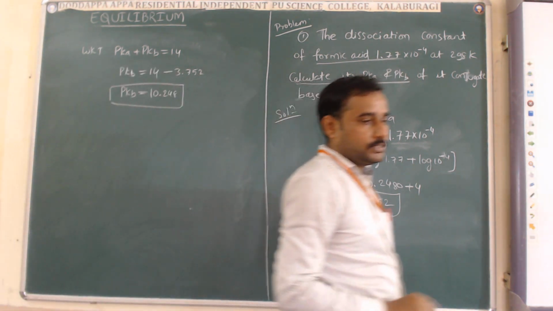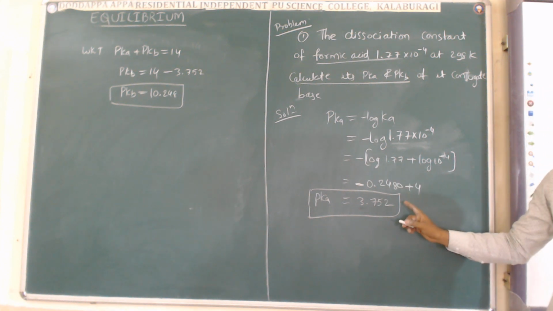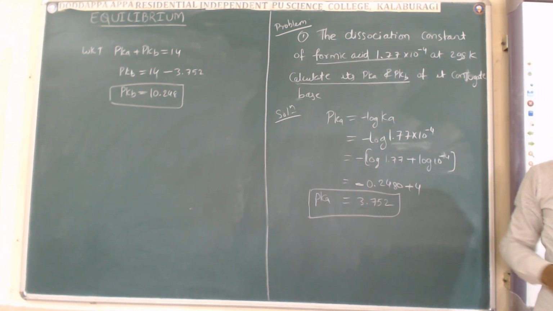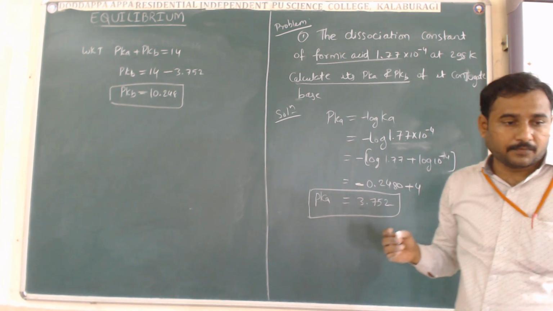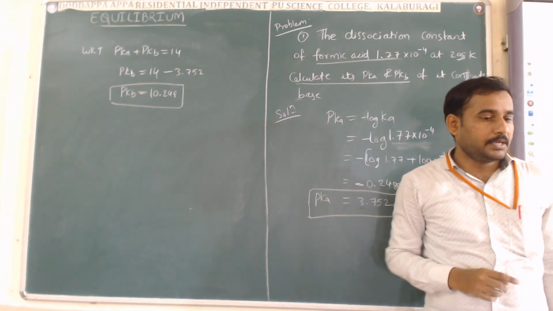So by using this pKa and pKb relationship, we can find out these values. They are given only the Ka value. From that Ka value, we have found out the pKa value, and also we have found out the pKb value here.